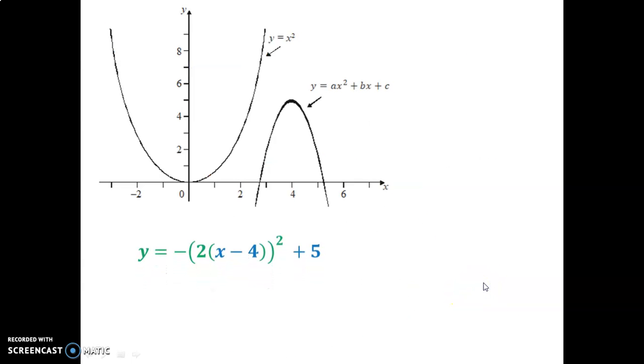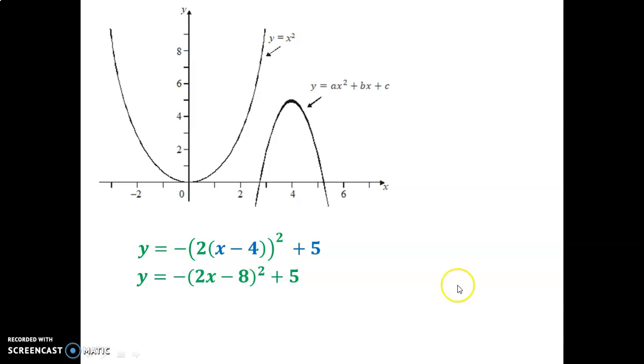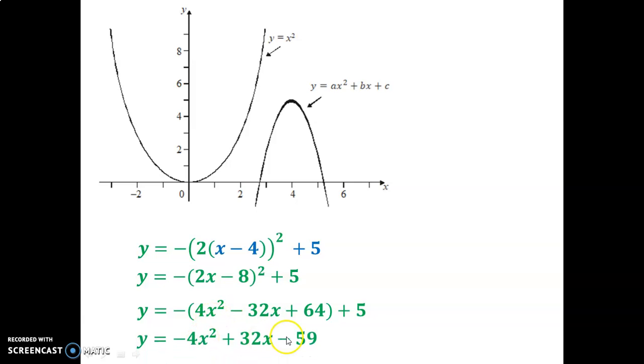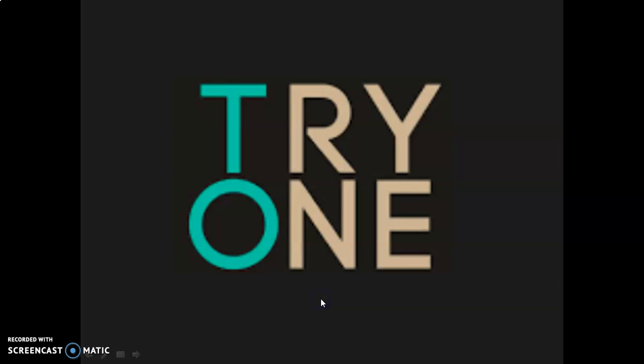Now that we have that equation, we can change it to standard form. That simplifies like this. Multiply it out. Apply the negative. Add the 5. We get this. So I think in the end it said, what are your A, B, C values? Well, you have to have it in standard form to see those. Try one like this.